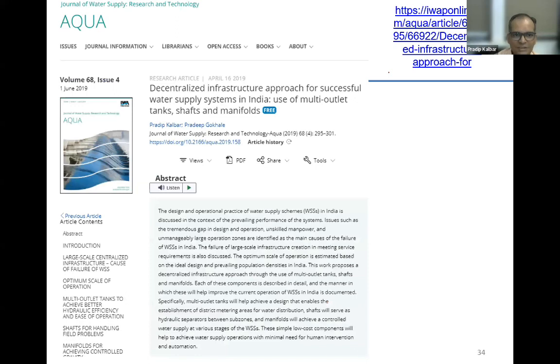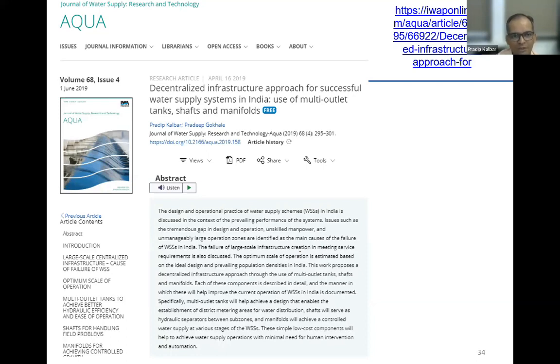First is focusing on a decentralized infrastructure approach. I wrote this paper in 2019 with Gokhale sir, a retired superintendent engineer from Maharashtra Jeevan Pradhikaran, who has done a lot of work in the field. So decentralization, why is it important? Because in today's time, we have huge tanks, huge pipelines, and we are stuck with that particular system.